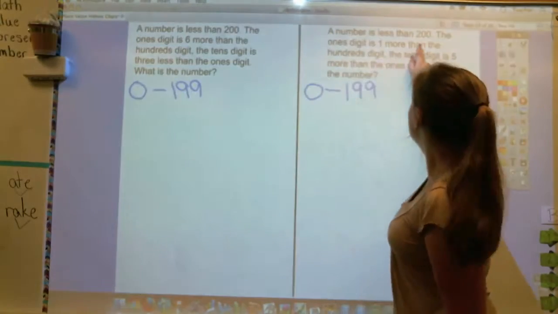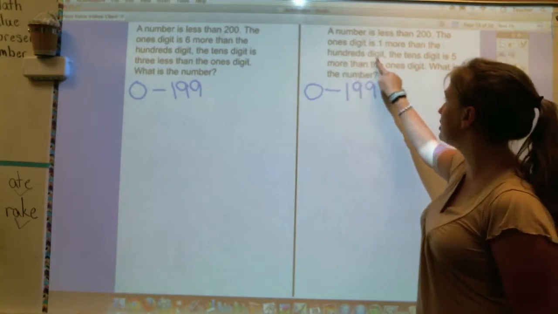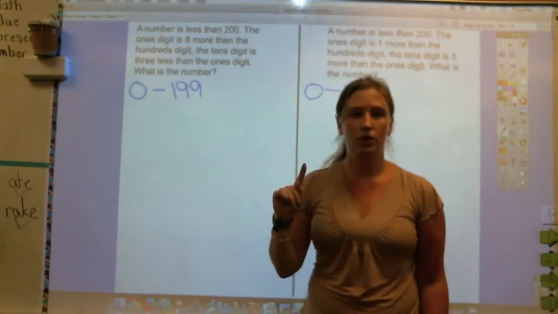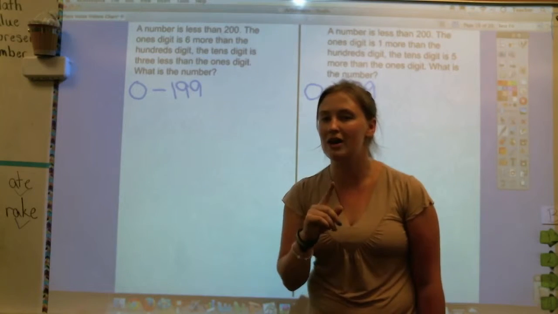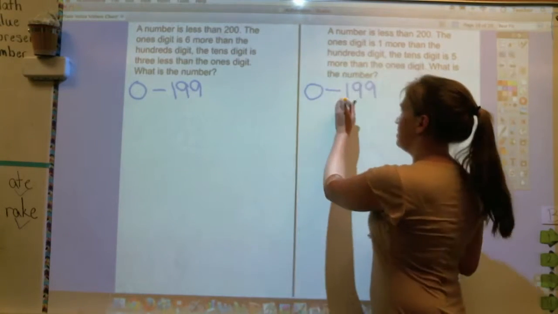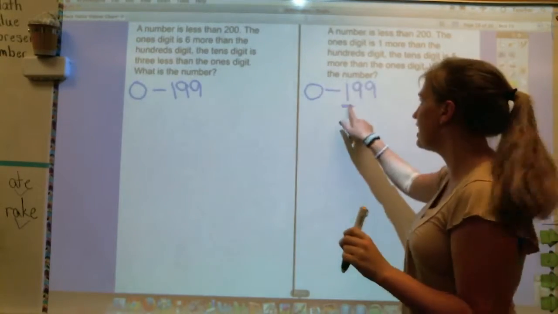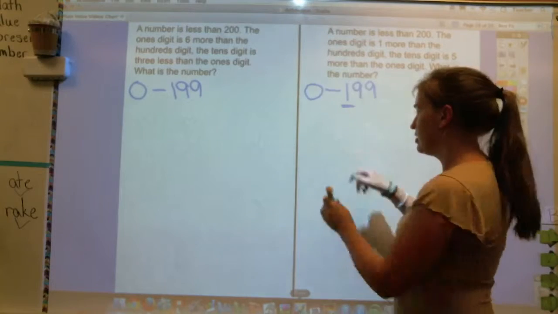Now, it says the ones digit is 1 more than the hundreds digit. Oh, well, this tells me there must be a hundreds digit to begin with. So here I see I have to have a 100. So it has to be a 100 number. So I can put that in.